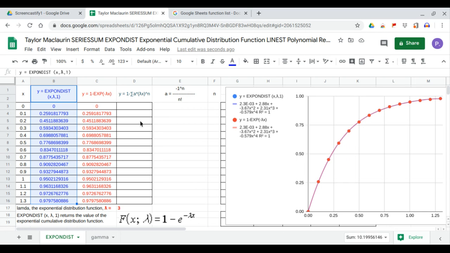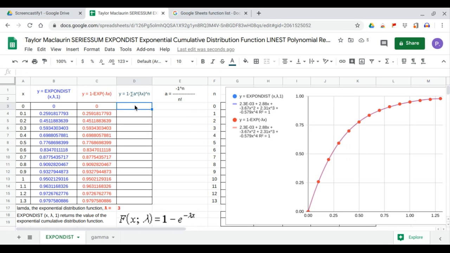We'll generate the approximation of these two using the Taylor Maclaurin SERIESSUM, which is defined as 1 minus the exponent, which is the summation series sum of a times lambda x to the power n, where a is the coefficient, which is equal to negative 1 to the power n over n factorial, and the values of n will start from 0 to infinity. In this case, since it's only an approximation, we can limit n up to 13.